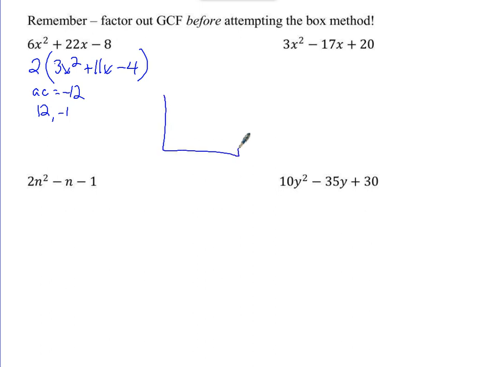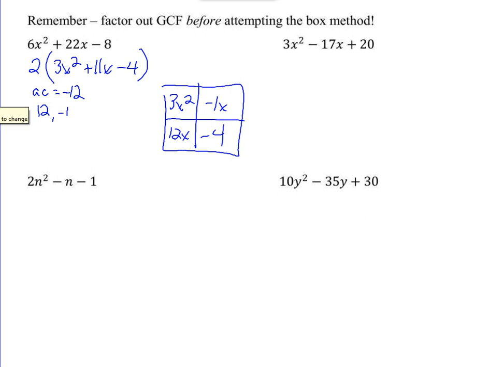Now we can set up the box. And in the box, still we're working with this trinomial right here. We're not going back to the original because it's not the original anymore. We factored out the GCF. So we go 3x squared in the first box, negative 4 in the last box, and then the two numbers we picked, 12x and negative 1x, in the other two boxes.